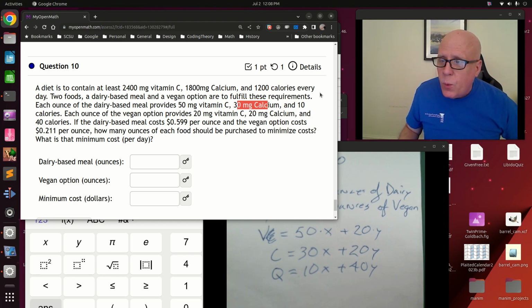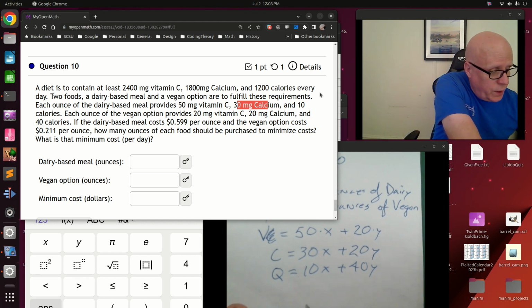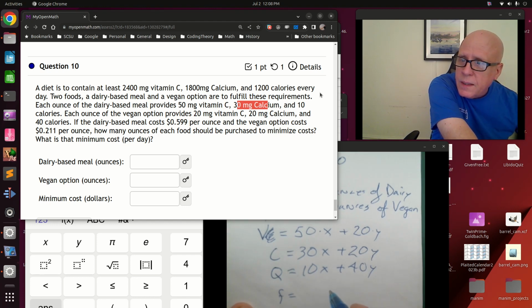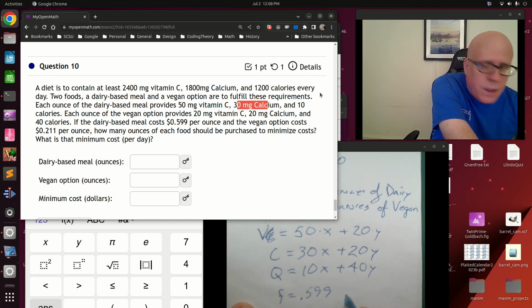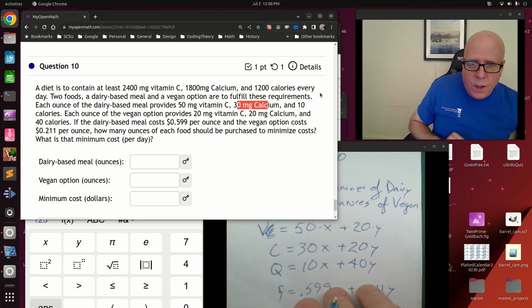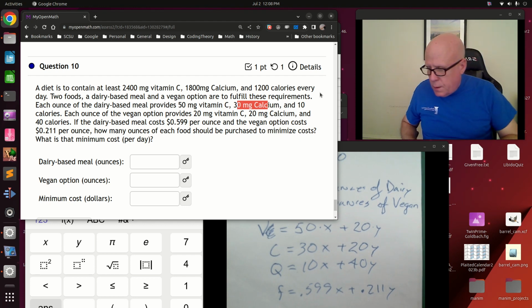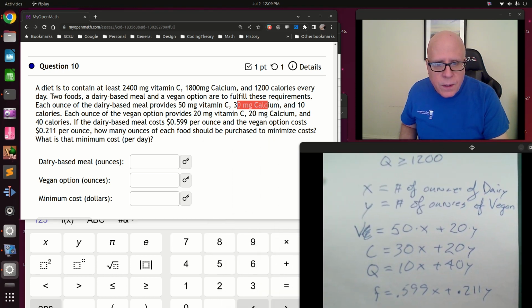Anyway, so what does that make our objective function? Well, let's call it F, is the 59.9 cents per ounce. Let's do it in dollars. So 0.599 times X plus the cost of the vegan is 0.211 times Y. All right, so we have three inequalities determining a feasible region, and that is the objective function. I'm going to try to keep that down in the corner of the screen, and we'll go to GeoGebra to plot things and solve this for us.